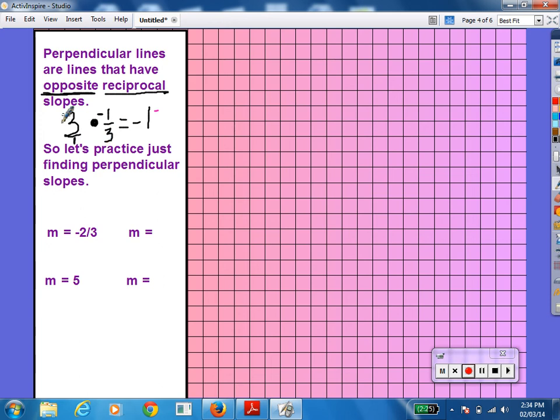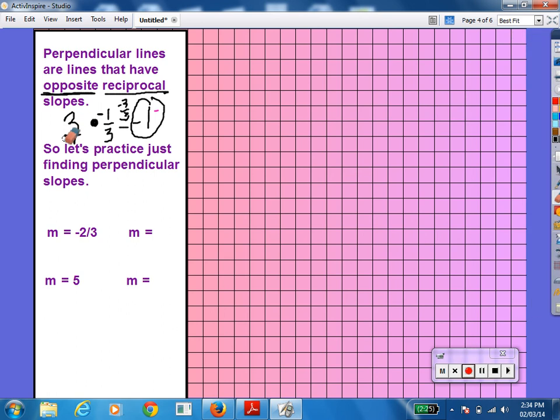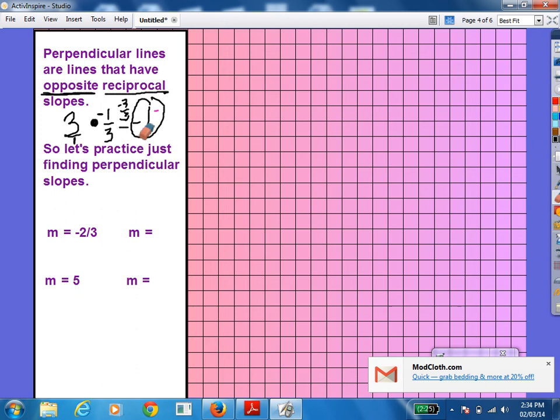And if you look at that multiplication, 3 times -1 is -3. 1 times 3 is 3. -3 divided by 3 is -1. So you can always double check to make sure your slopes are perpendicular by multiplying them and making sure you get a -1. That's opposite reciprocal math right there.